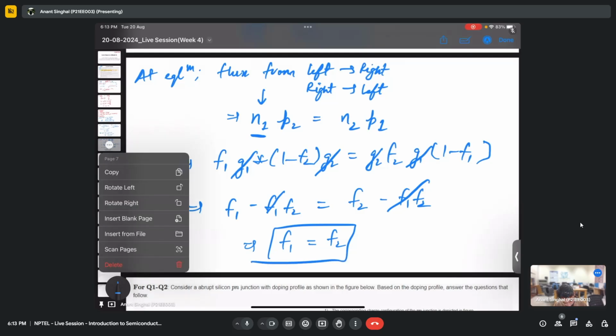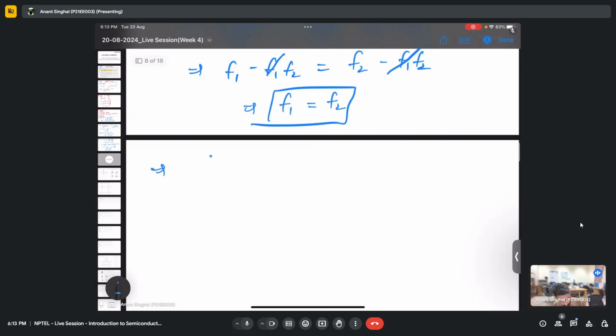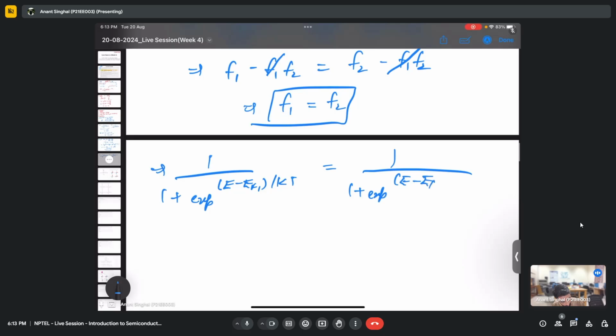What does it mean? So what I can write is 1 upon 1 plus exponential of E minus EF1 over KT is equal to 1 upon 1 plus exponential of E minus EF2 by KT. Can someone tell what it implies? If I have these two equal, what does it mean? Can I say that EF1 is equal to EF2?